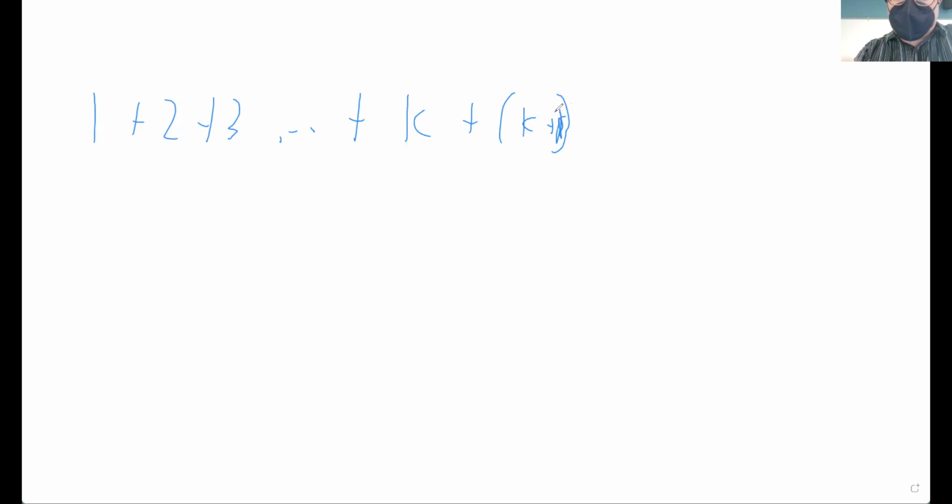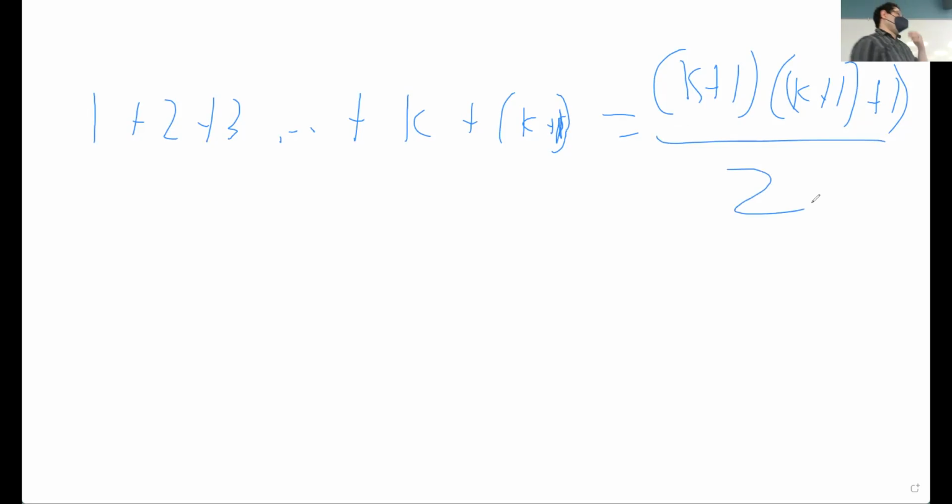Okay, now the next thing we do is set it equal to the formula, which was n times n plus 1 over 2. So that was k. Right, everywhere where I see a k, I'm going to just do k plus 1 instead of an n.